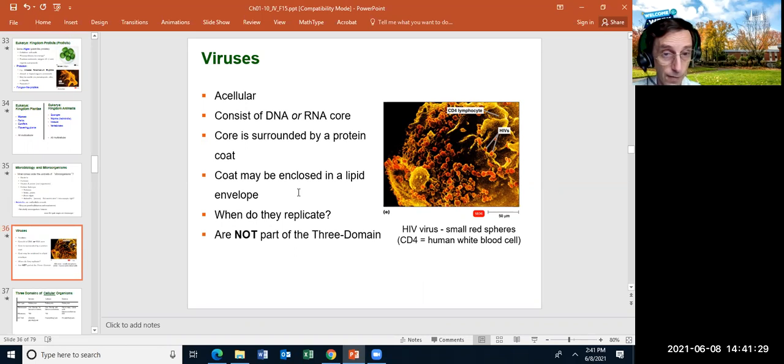And when do viruses replicate? A virus replicates only inside its host cell. So viruses can only replicate when they've infected their host cell. Viruses are not part of the three-domain system, and that's because they're not cellular.